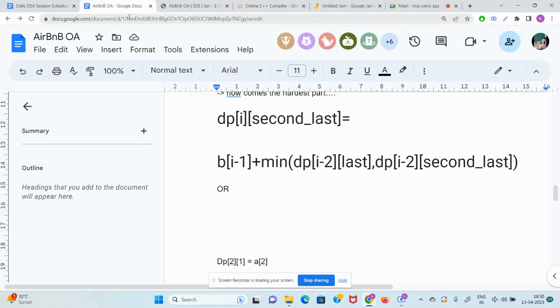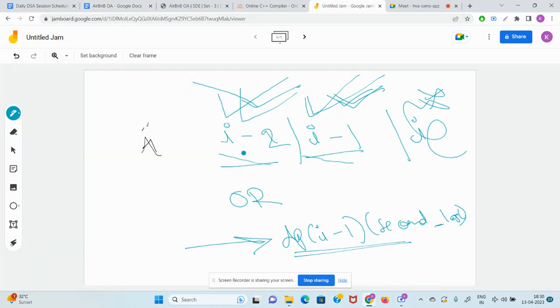So guys, the answer is dp of i-1 second last. Why? Because we discussed the case where first we pick i-1 then i-2. Now the case where we pick i-2 then i-1 is nothing but dp of i-1 second last.